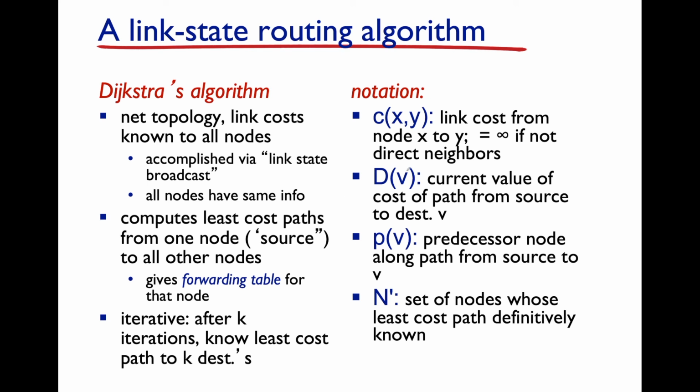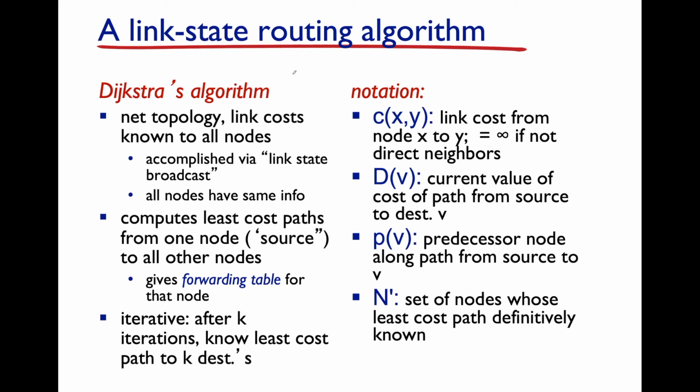So let's focus on some notation. So we have c(x,y), the cost function, and the cost function is the cost from node x to y. Now here, the first parameter is x, second parameter is y, and if two nodes are not directly connected, they don't share a link, then the cost is going to be infinity.